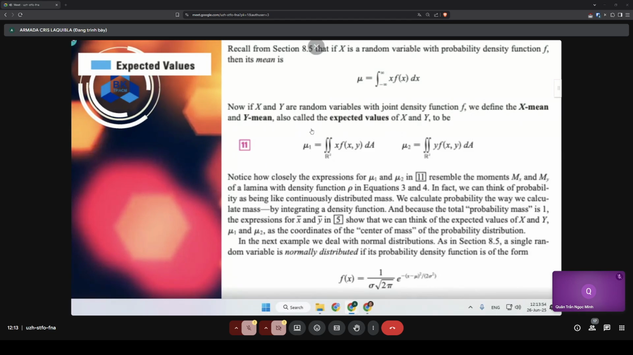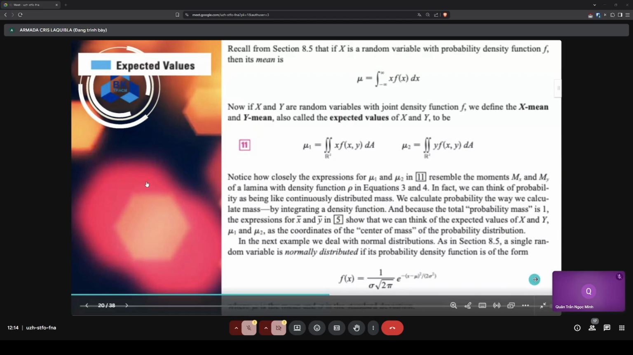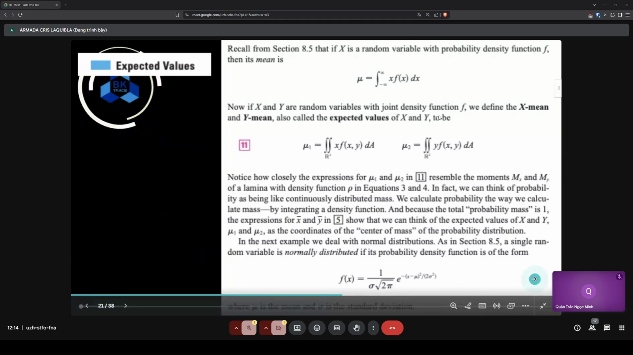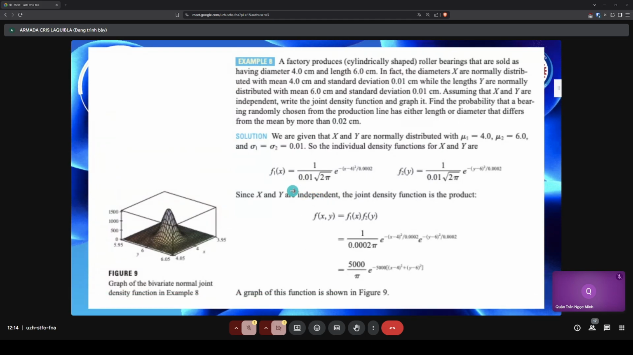Now next we have a single random variable that is normally distributed if its probability density function is of this form. f of x is equal to 1 over sigma square root of 2 pi times e to the power of negative x minus mu squared over 2 sigma squared. So this is the formula. That's for a single density function. Now, how about if we have two, for x and y?